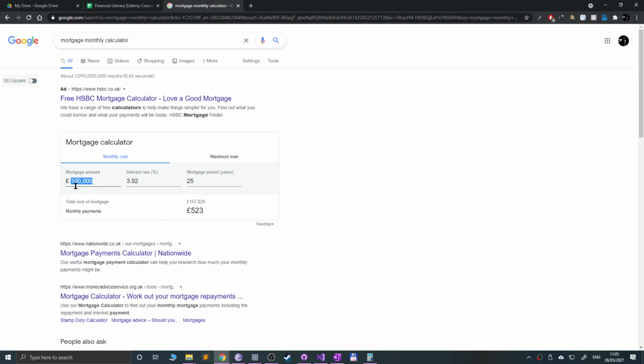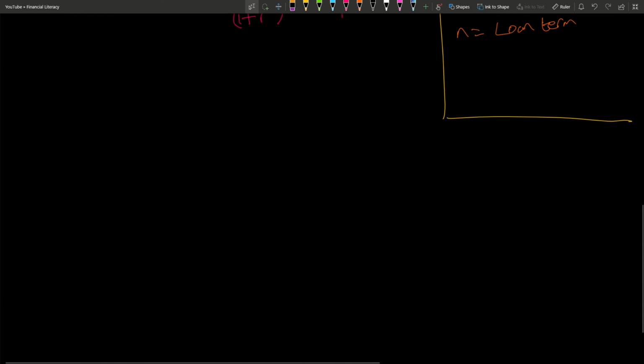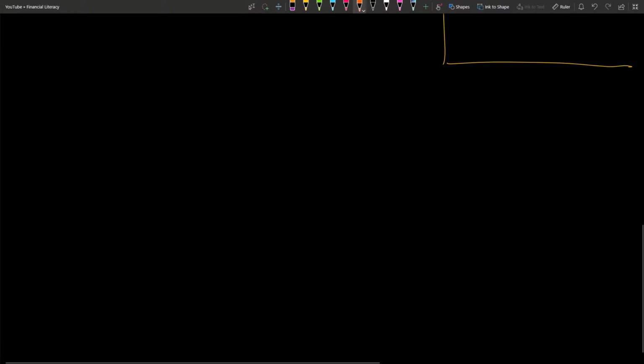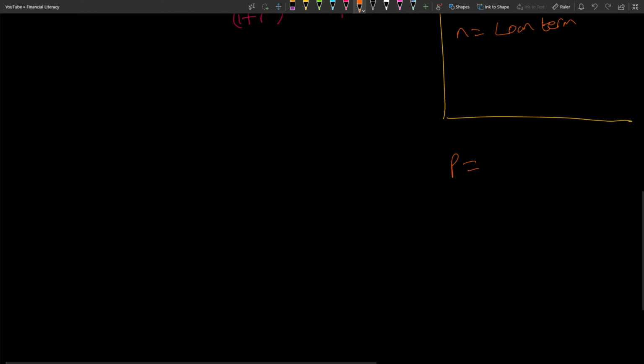Okay, so we'll stick to this basic example of £100,000, 3.92%, and a mortgage period of 25 years. So they get a total cost of £157,029, and £523 monthly payments. Okay, so let's put these figures into our spreadsheet. So P, the principal, equals £100,000.